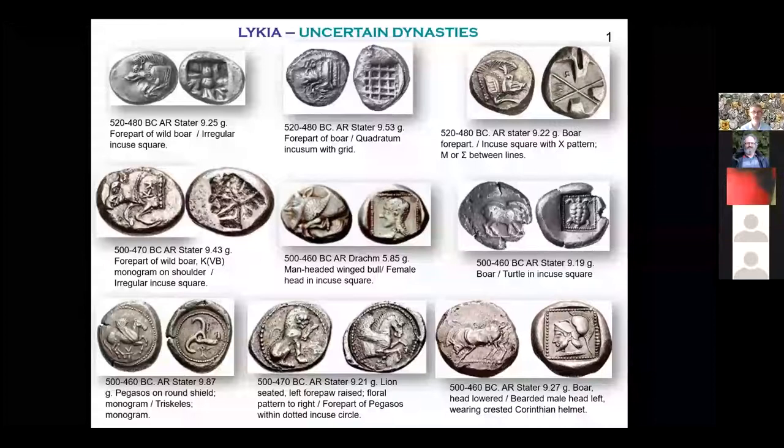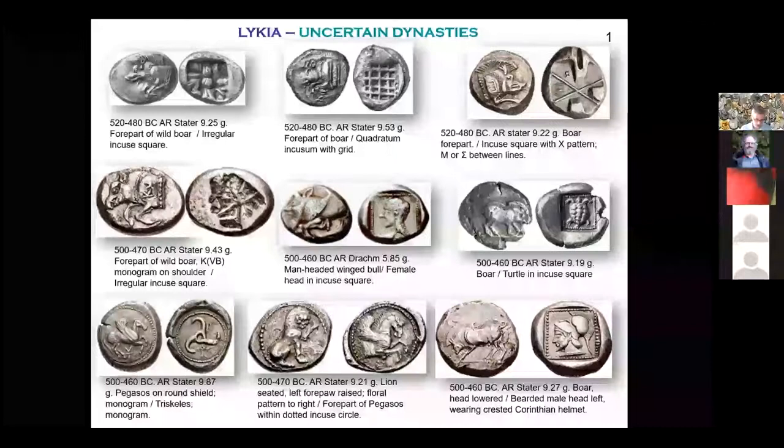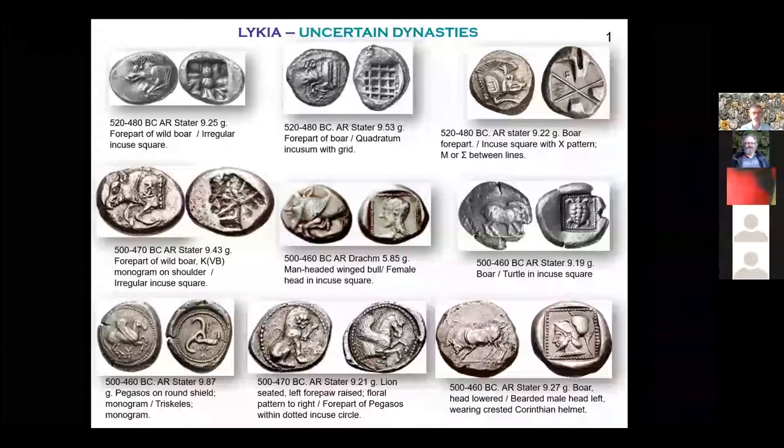Yet for many years, even during the Roman period, only a few cities minted coins in Lycia, and so whatever system they had was favored by the majority of the Lycians, and they were happy with that. And as you see, depending on the dynasty, they chose different symbols on their coins.